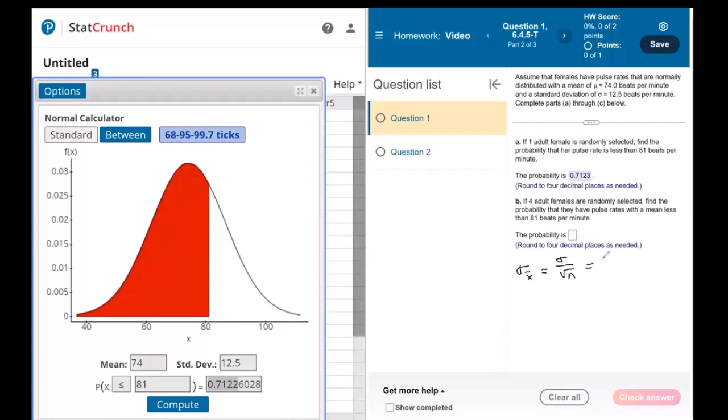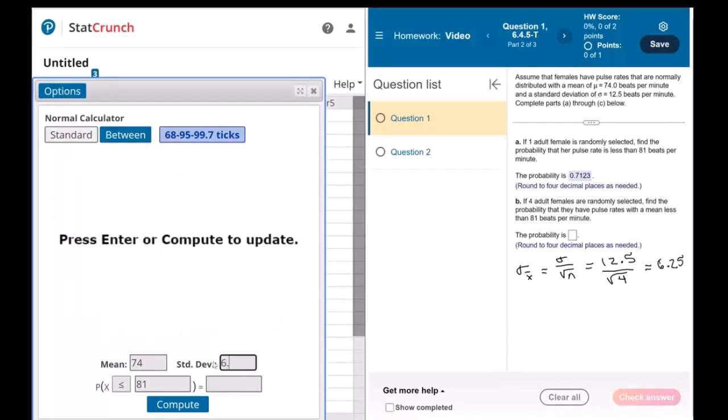This is going to equal 12.5 divided by the square root of 4. I have 4 adult females, which is 6.25. Everything else is going to stay the same. And I hit compute.